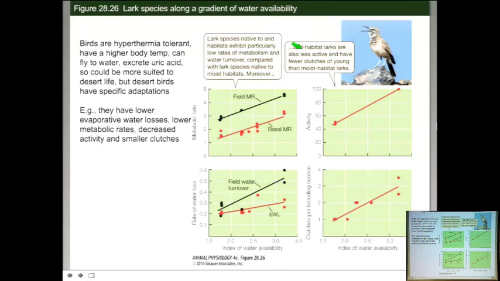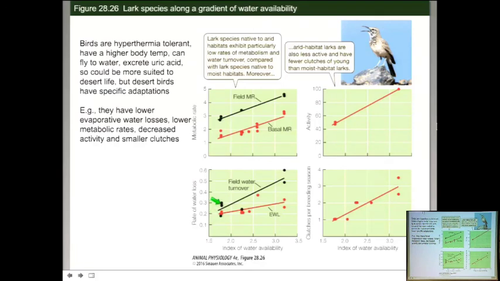But there must be more, because birds that live in desert-type environments do show other adaptations that are specific. They have lower evaporative water losses. They have lower metabolic rates and decreased activity to go along with the metabolic rate, and smaller clutches of children, so baby birds. So as water becomes less available, so this is the index of water availability, and so this environment. So down here you have the desert environment, and up here you have a less arid environment. And in arid environments, the rate of water loss is less. So evaporative water loss is less in the drier environments in these birds.